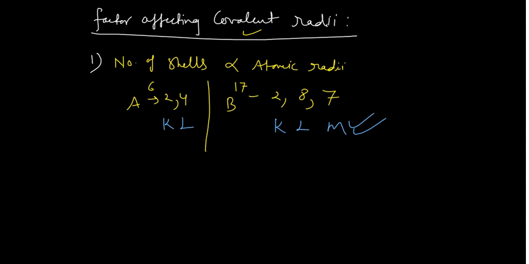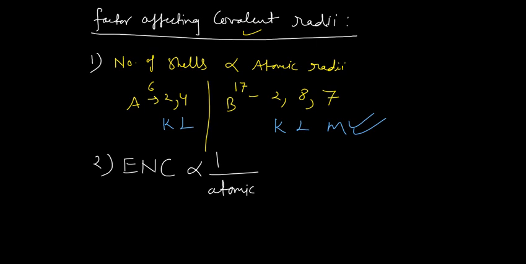So what is the second factor, right? Second factor is the effective nuclear charge. So guys, you have already studied the concept of the effective nuclear charge. Okay, and then you have also calculated shielding constant with the help of Slater's rules. So you are very familiar with the effective nuclear charge. So effective nuclear charge is inversely proportional to the atomic radii.